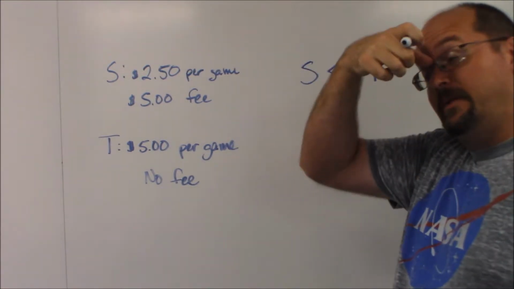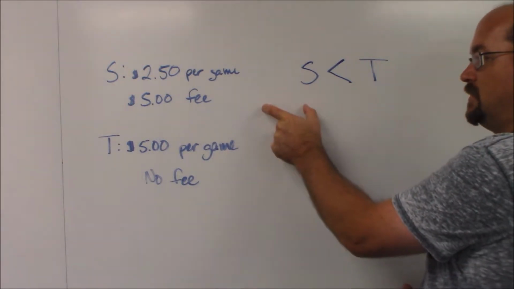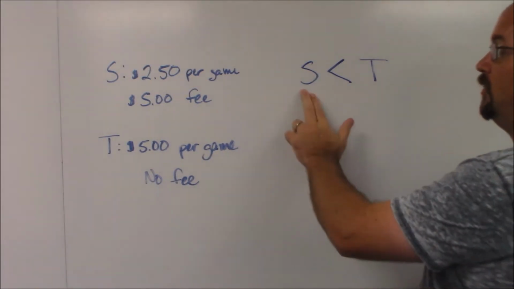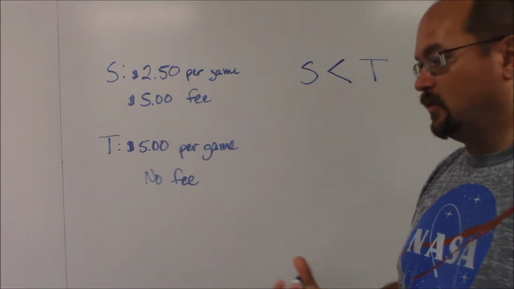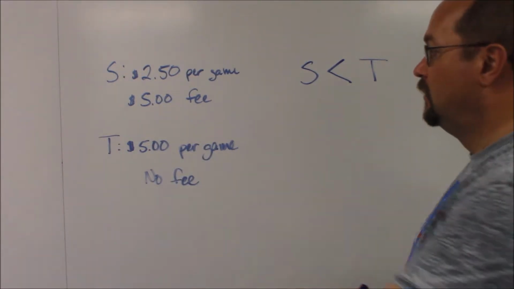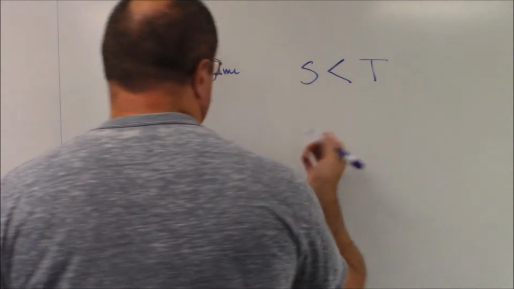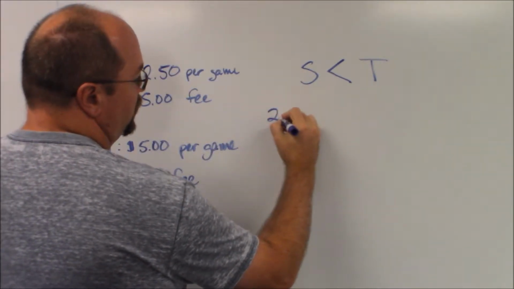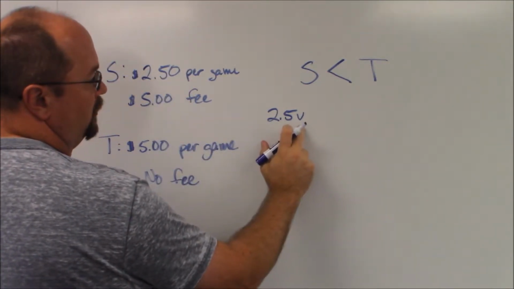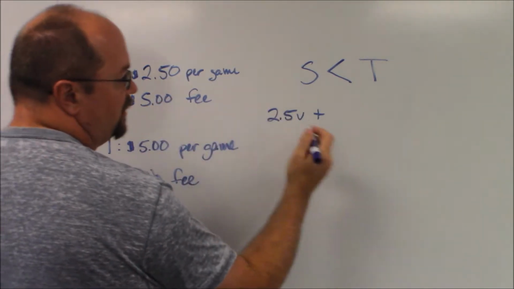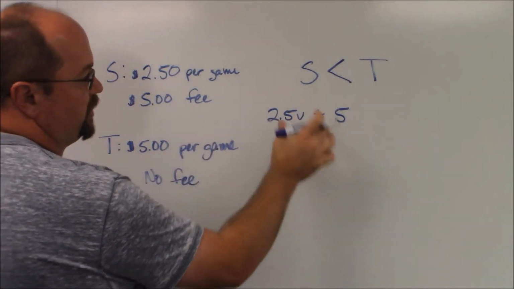All right, now I've got my information for both S and T, and now I've got to create some expressions for each of these to fill in. All right, so what do we know about S? Well, S is $2.50 per game with a $5 monthly fee. It tells us to use the variable V for the number of games. So for S, my expression would be 2.5V, because it's $2.50 per game, plus there's a one-time monthly fee of $5. Okay, so that's my expression for S.